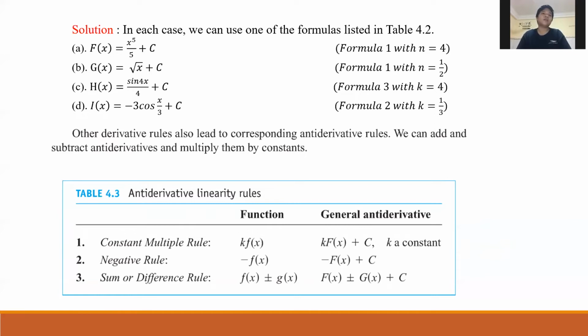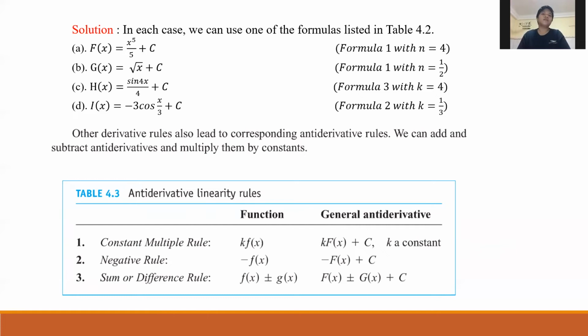H of h equal to sine of 4h over 4 plus c, which is the formula 3 with k equal to 4. And the last one, i of h equal to minus cosine of h over 3 plus c, which is the formula 2 with k equal to 1 over 3.